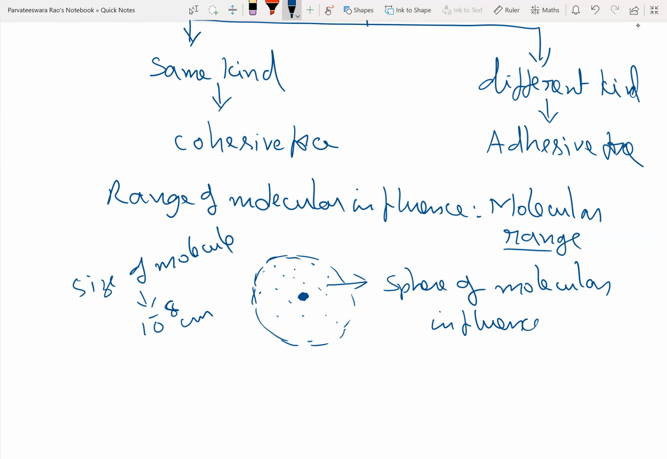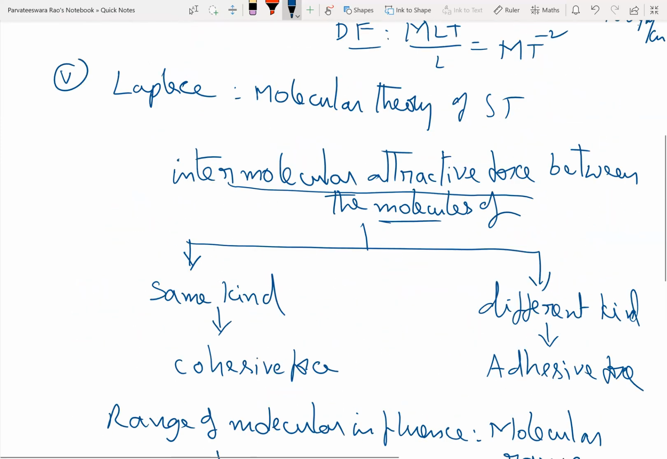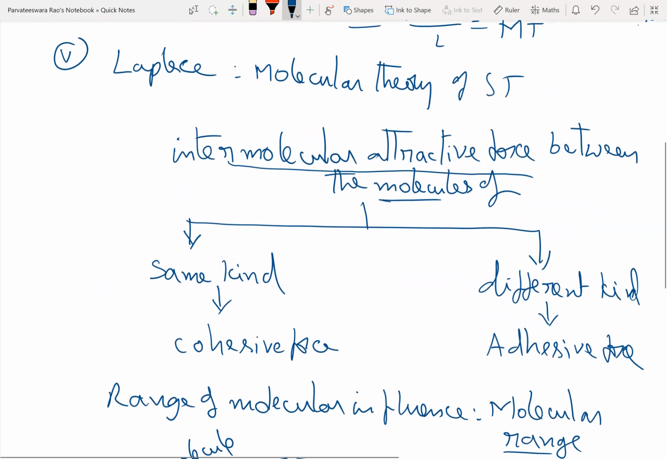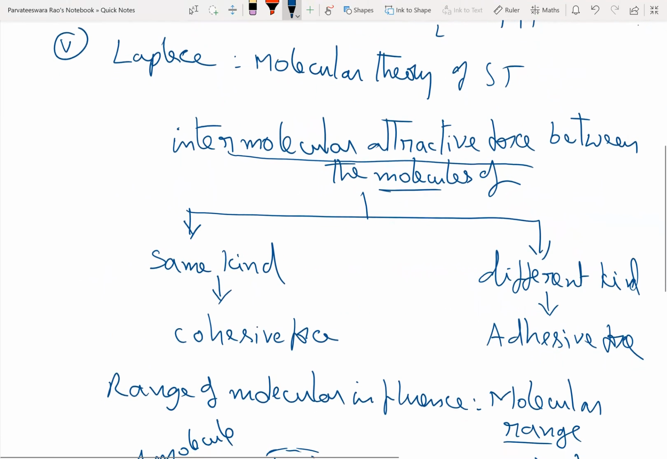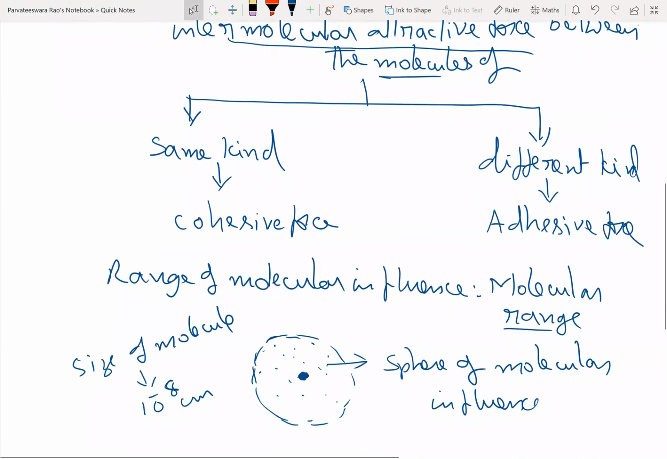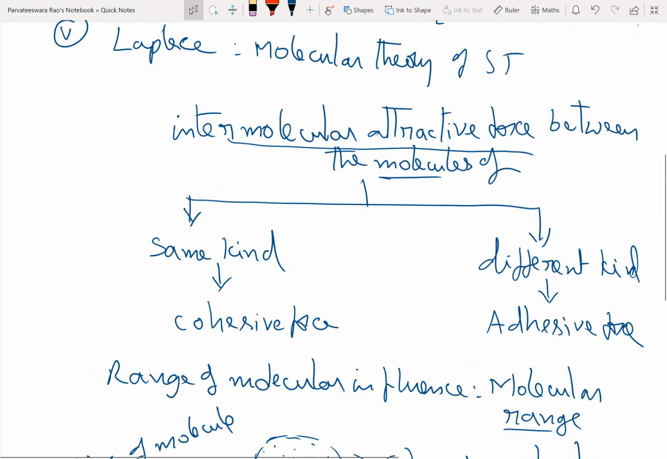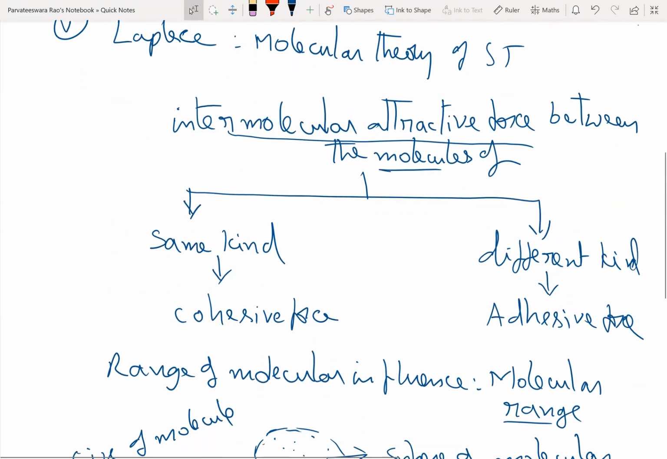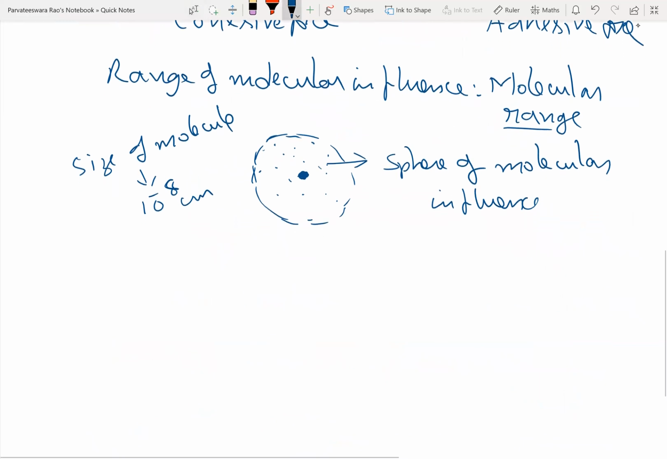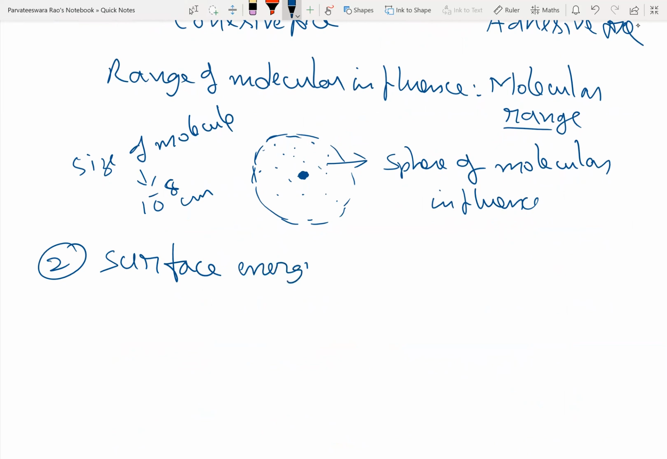So taking all these things into consideration, Laplace explained the cause of molecular surface tension and the behavior of a free liquid surface in equilibrium as a stretched elastic membrane. A lot of big theories there. For the time being, this is enough for you. Then the next one is surface energy.